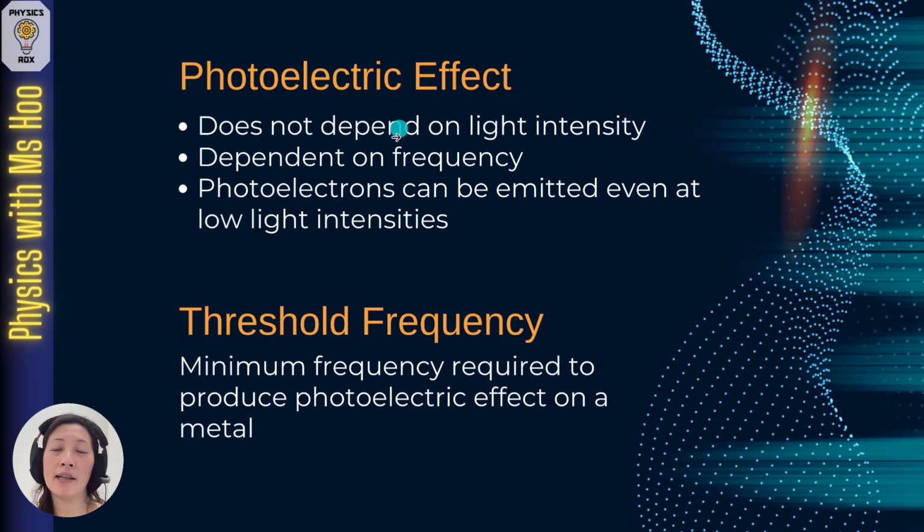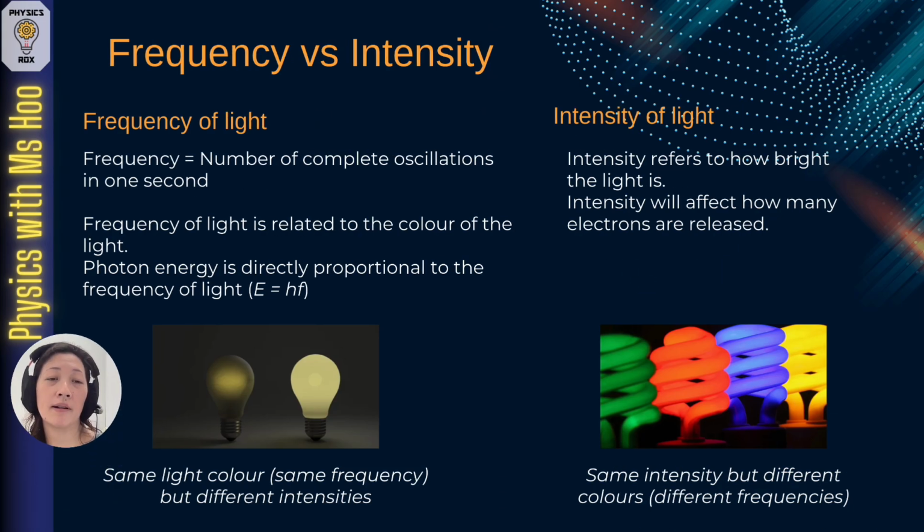I'll explain all this in more detail, but first we need to know what the term threshold frequency means. Threshold frequency is the minimum frequency required to produce a photoelectric effect on a metal. Now we also need to be very clear about the difference between frequency and intensity. The term frequency in physics means the number of complete oscillations in 1 second. Remember that when we look at the properties of light as a wave, waves have oscillations. So the frequency of light is how many oscillations of the wave there are in 1 second.